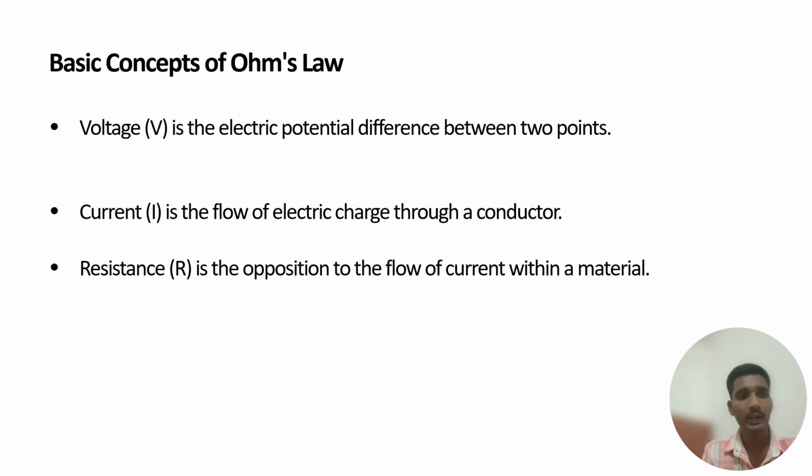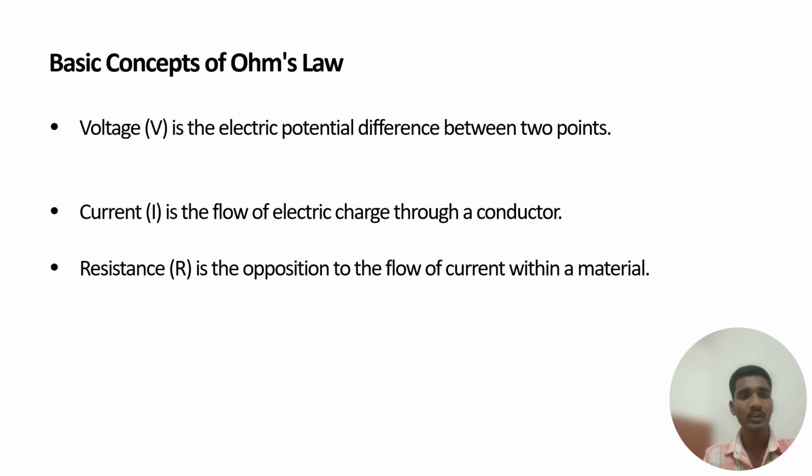And the second one is current. Current is the flow of electric charge, electrons. It shows how much charge flows per second. Unit: ampere. Example: current flows through a wire when connected to a battery.